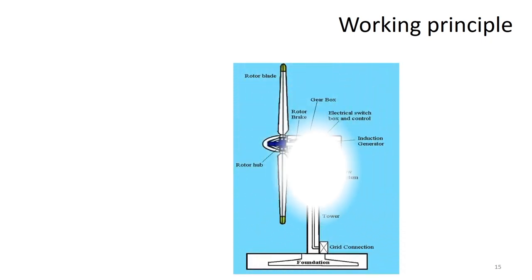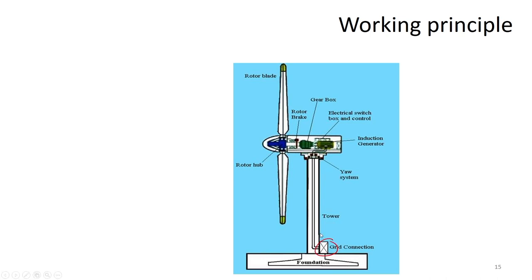So let us learn how it works. Primarily, it has blades, then the rotor hub is here where blades are attached, and this is the tower, and the grid connection will be here, and we have the gearbox here, then the electrical switch box and control will be here, and we have the induction generator, and the rotor brake has to be applied. So we learn many components, when to stop the wind machine and when to run, okay, what are the cut-in speed, cut-out speed and rated speed.